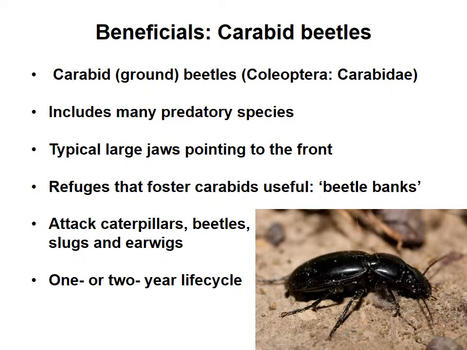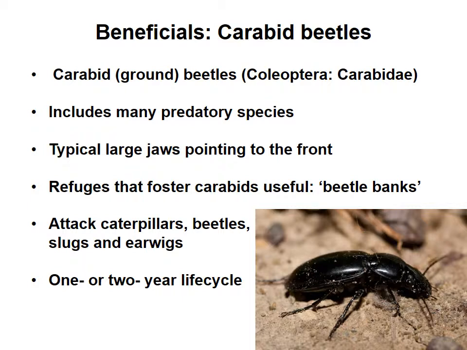Carabid or ground beetles. This group includes many predatory species. And you can see the common carabid beetle pictured here. They have these typical large jaws that are pointing to the front. The juveniles are also predatory, and they're likely to be important predators of pests such as cockchafers below the soil surface.